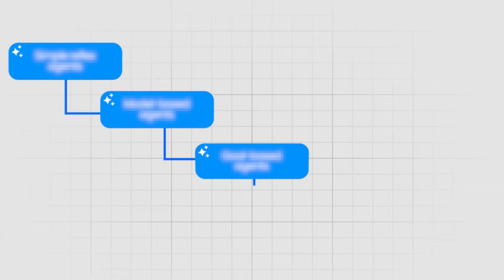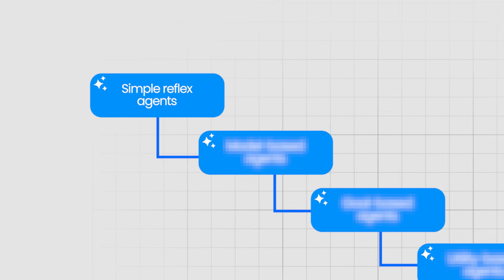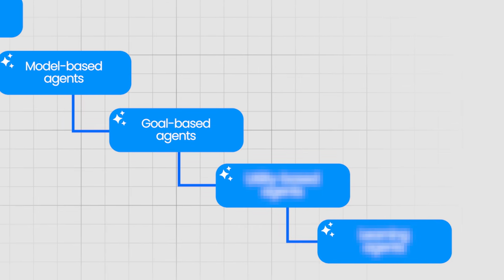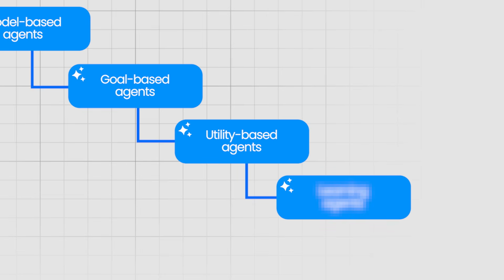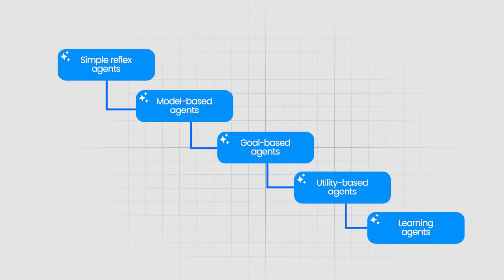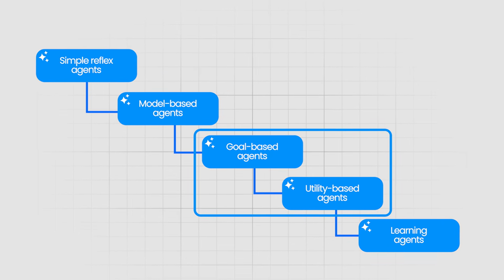There's a formal taxonomy of 5 AI agent types. Simple reflex agents just react to current input. Model-based agents maintain a memory of the world. Goal-based agents evaluate actions against an objective. Utility-based agents rank options to find the best outcome. And learning agents improve from experience over time. Most of what we're building in 2026 sits in that goal-based to utility-based range, with learning components layered on top.